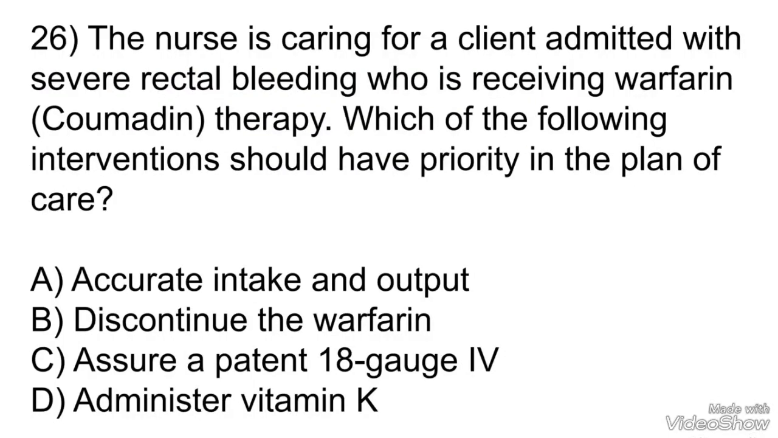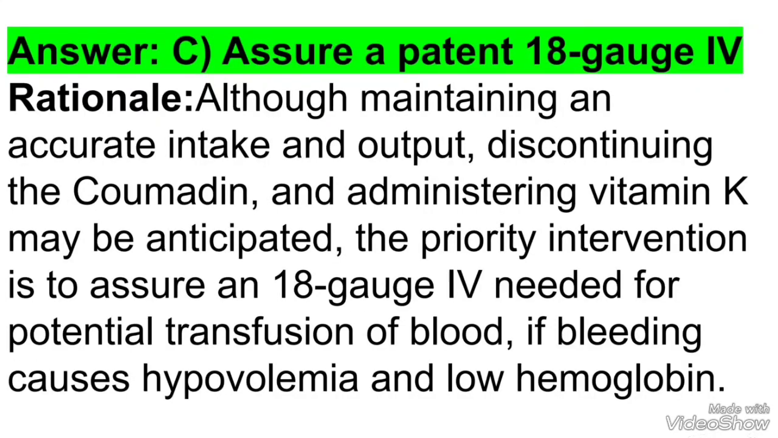26. The nurse is caring for a client admitted with severe rectal bleeding who is receiving warfarin therapy. Which of the following interventions should have priority in the plan of care? A. Accurate intake and output. B. Discontinue the warfarin. C. Assure a patent 18-gauge IV. D. Administer vitamin K. Answer. C. Assure a patent 18-gauge IV.